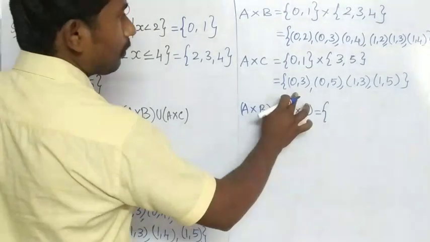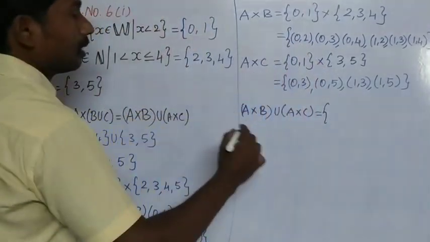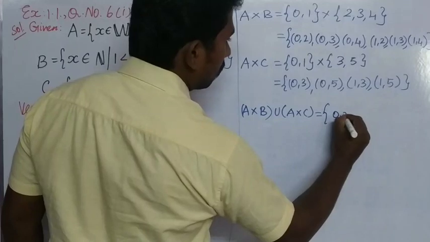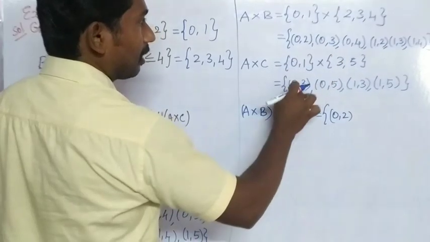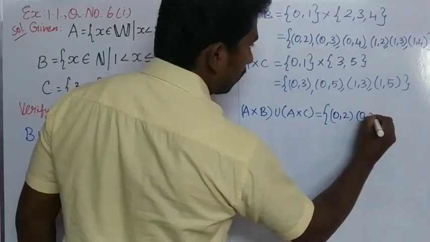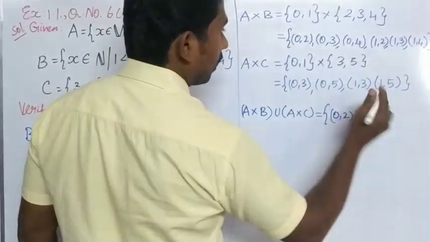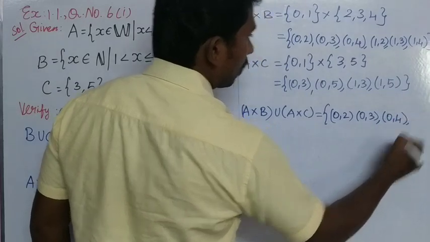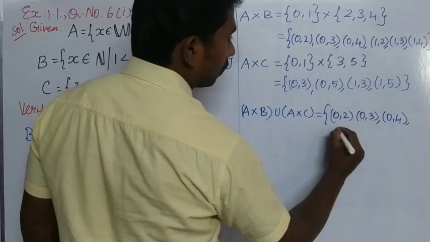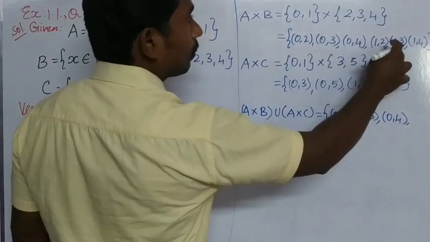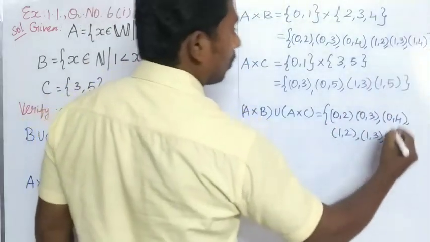Okay, now first 0, 2. So 0, 2 is in the Cartesian product A cross B. 0, 2 is not in the other, so no problem. Then 0, 3 is in this one, so writing it one time is enough. Then 0, 4. It is not in the other, so no problem. Even if it were, no problem. So 0, 4. Next 1, 2. Next 1, 3 is already there, so no problem. Once we have to write. So 1, 3. Then 1, 4.